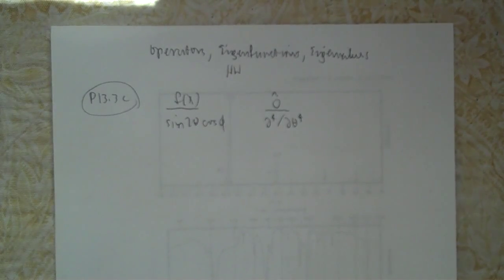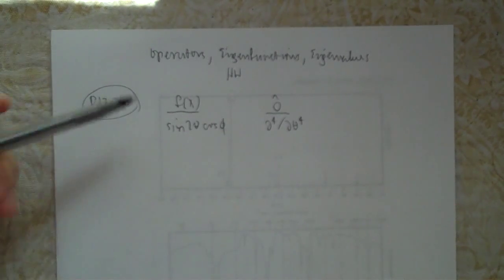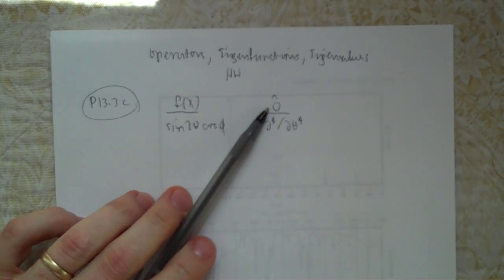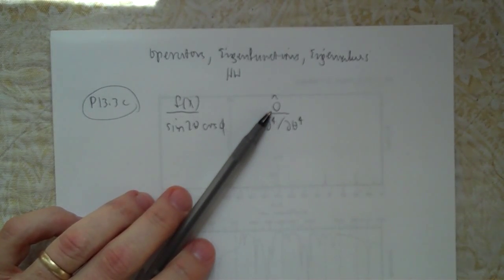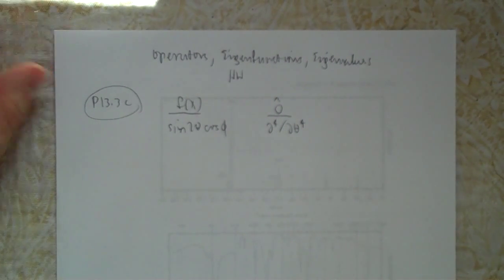Alright, so here's the third part of this problem. Our function is here, and our operator is here. The book doesn't use O caret. I'm just using that to remind you what's going on here, sort of organizing that for my own head.